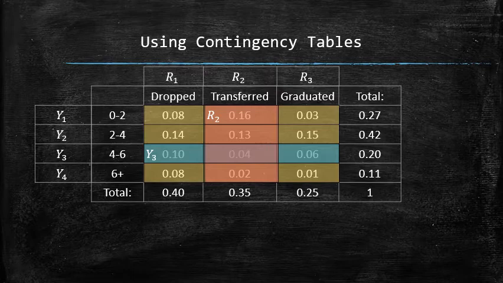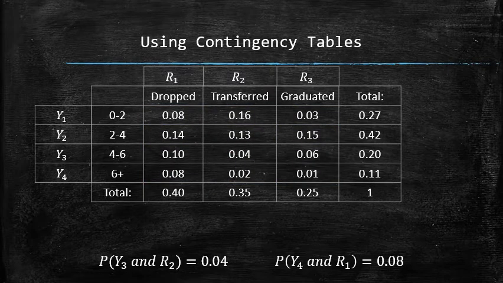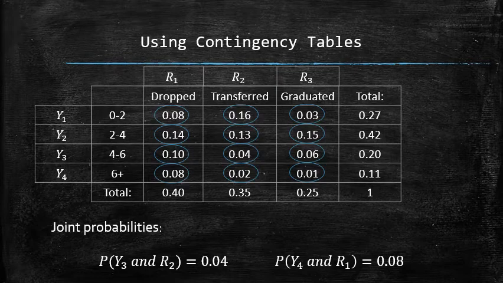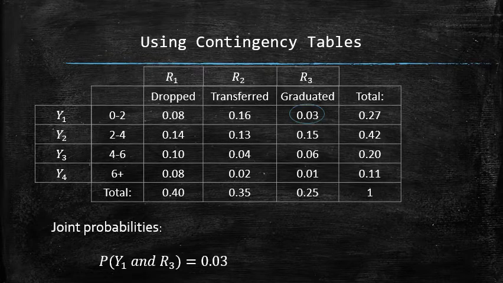The cell where the events Y3 and R2 intersect represents the intersection of the 2 events. And the number written in the cell is the probability of the intersection of the 2 events. Similarly, the probability of Y4 and R1 is 0.08. All the relative frequencies inside the contingency table are called joint probabilities. So the probability of Y1 and R3 is 0.03, and the probability of Y3 and R1 is 0.10.